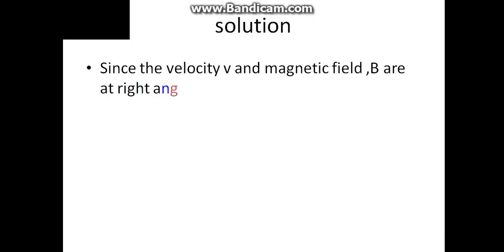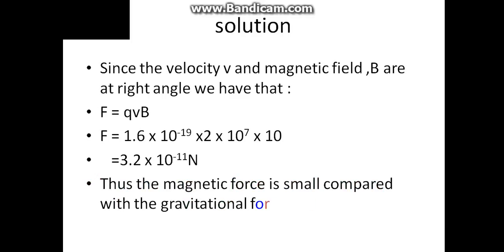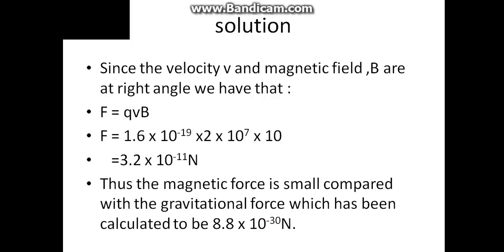Solution. Since velocity V and magnetic field B are at right angle, we have that F = QVB. F = 1.6 × 10^-19 × 2 × 10^7 × 10 = 3.2 × 10^-11 Newton. Thus, the magnetic force is large compared with the gravitational force, which has been calculated to be 8.8 × 10^-13 newtons.